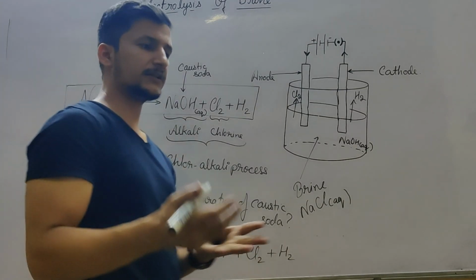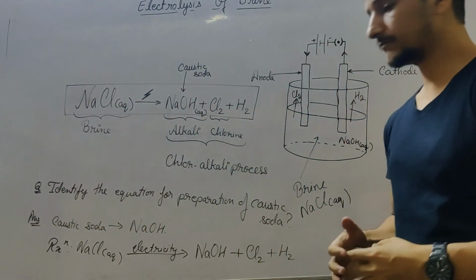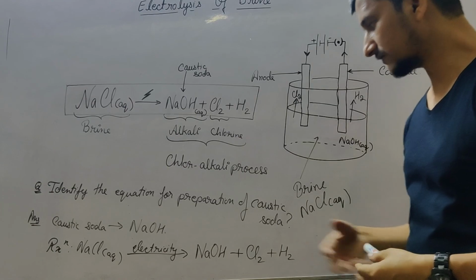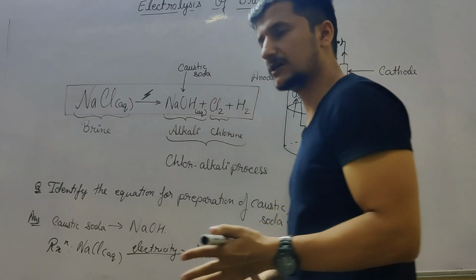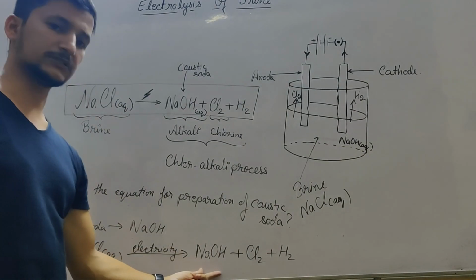Caustic soda is not given in your books or 10th class book. This is a topic from 10th class. So many times we get confused about what caustic soda is. We haven't heard about it in our book. So caustic soda is sodium hydroxide.